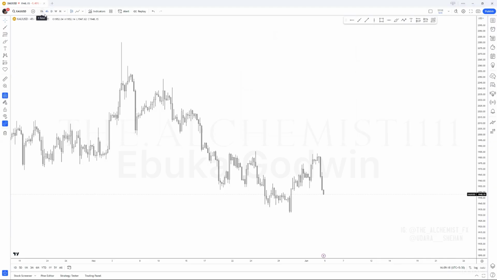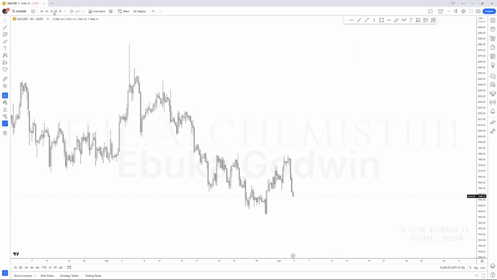and the H1. Now remember, monthly, weekly, and the daily time frame: these three time frames will be the time frames that we're using for direction. For direction, these are the 3 time frames that we use. And then the H4 and the H1 will be for confirmation entries.